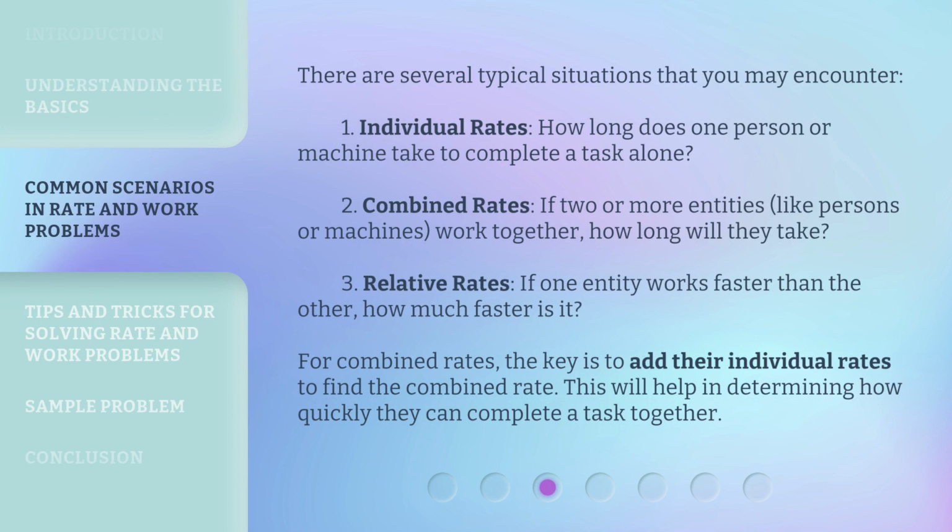There are several typical situations that you may encounter. 1. Individual rates. How long does one person or machine take to complete a task alone? 2. Combined rates. If two or more entities, like persons or machines, work together, how long will they take? 3. Relative rates. If one entity works faster than the other, how much faster is it?